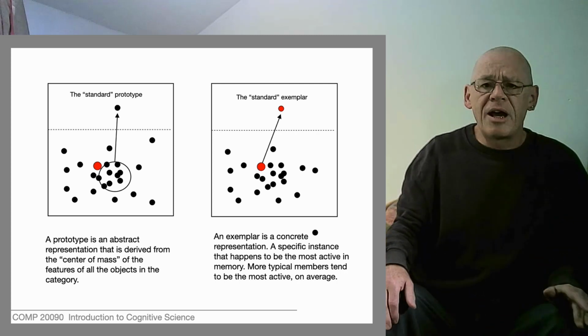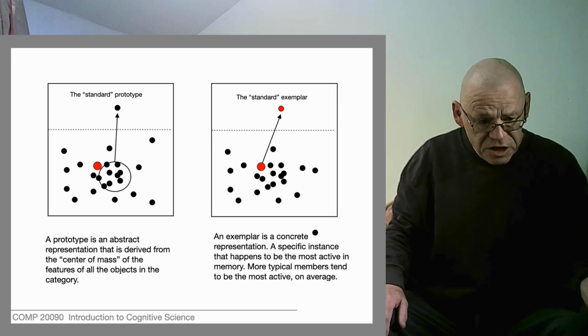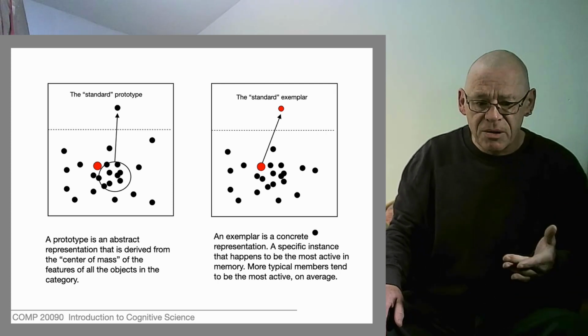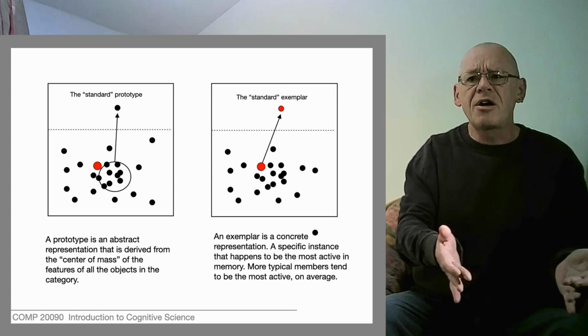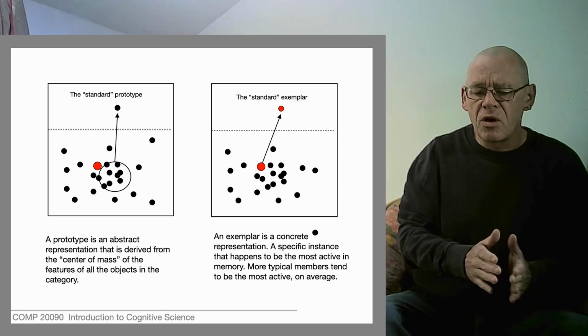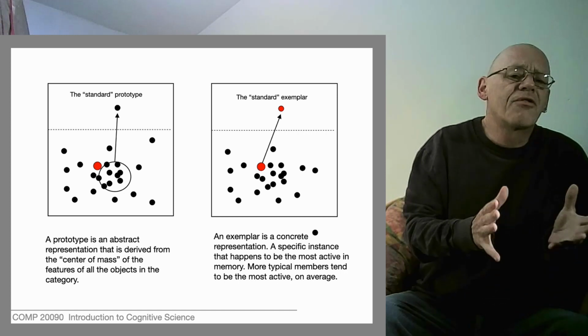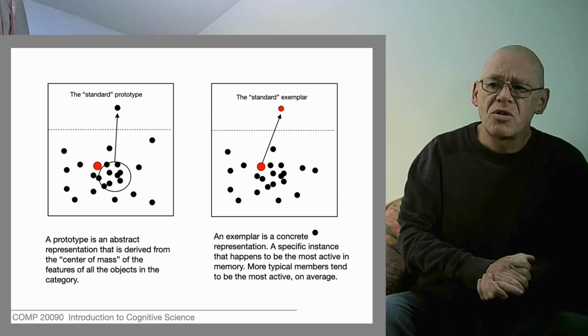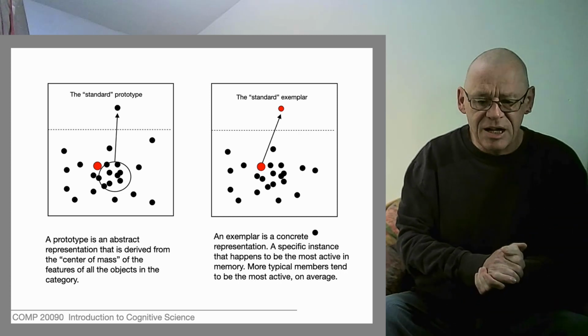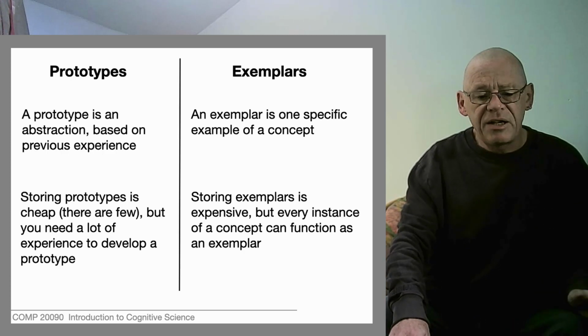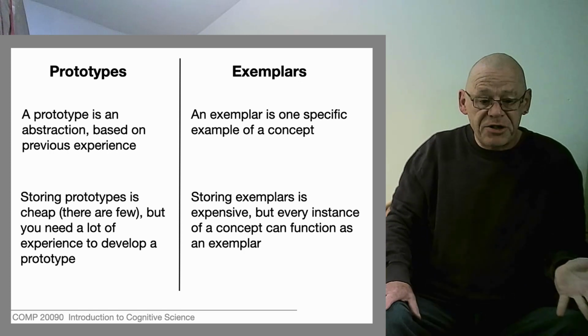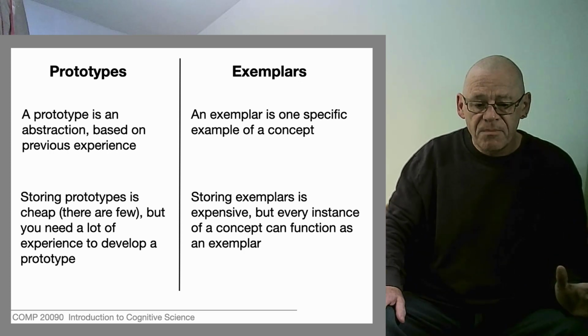And so the prototype idea suggests that after you've had a lot of experience with mammoths or elephants or something, when you meet a new one, you're not comparing it to every one you've met before, but sort of to the center of gravity of that concept, sort of to horseness or elephantness. That's a prototype. So the idea here is that prototypes are abstractions based on prior experience.